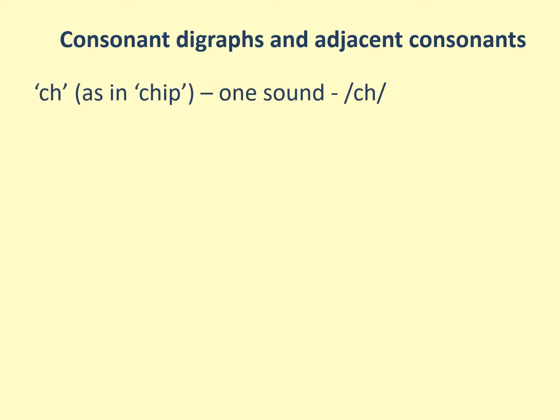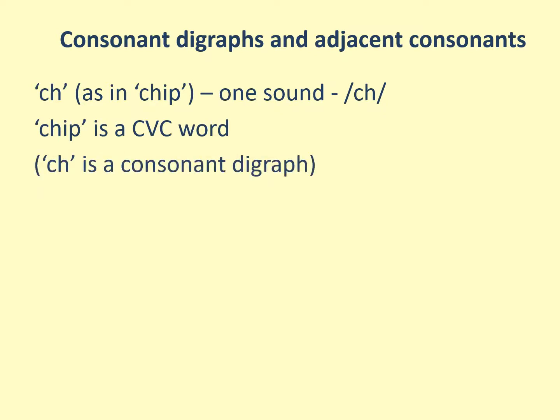Here's another example. Chip, orally segmented: ch, i, p. 3 phonemes. The first phoneme, ch, is a consonant. So chip is a CVC word. And ch is a consonant digraph.